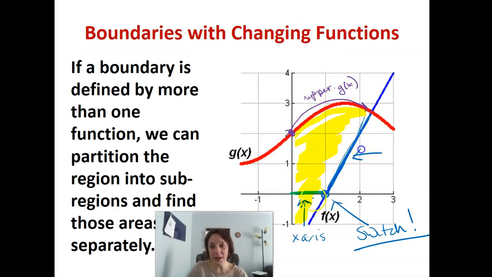It switches, right? So I'm along the x-axis, it gets to 1, and all of a sudden it switches, and now my lower boundary is f of x. This is not a problem. All we have to do, and we know we're allowed to do this, is break this area up into regions where we know we have a consistent upper and a consistent lower. If I can break it up into regions where in each individual region I can define an upper and lower boundary, then I can just set up multiple integrals and add them up.